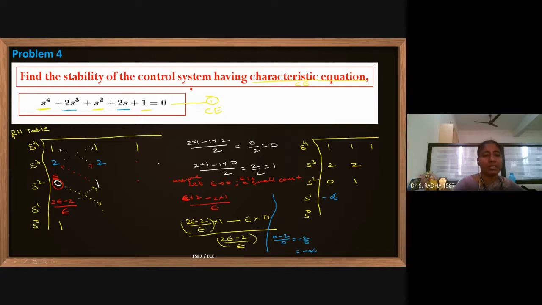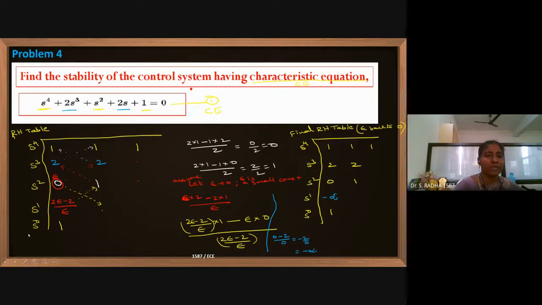Now the last element, it is 1. That is a constant, no epsilon present. As it is, we will write. This is the final RH table. When we call it final, we are substituting epsilon back to 0. Then we are calling it the final RH table. So this is our table.